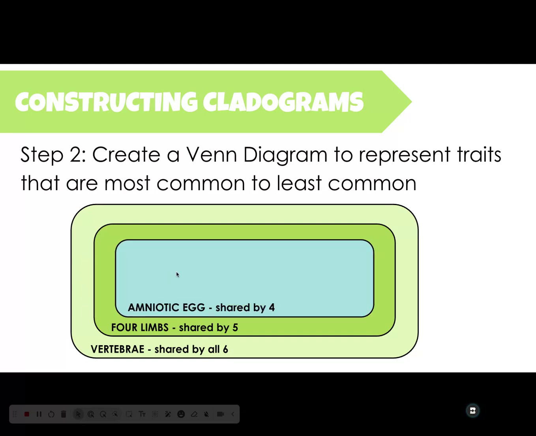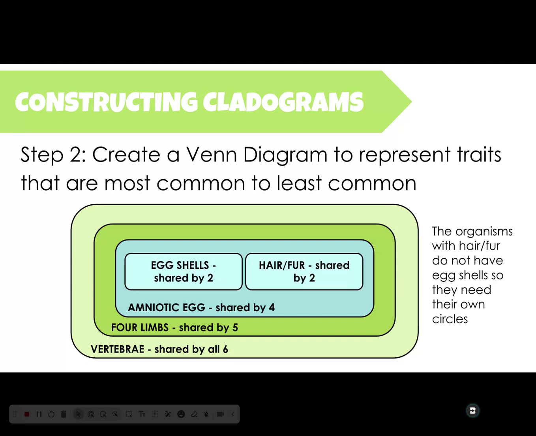And then inside of the 4-limb circle would be the next most common trait, which in this case was the amniotic egg. It was shared by 4 out of the 6. But then for the next 2 traits, they were equal. It wasn't like it went 3, then 2. So because of that, I have to put 2 separate circles inside of the amniotic egg. There's one for the eggshell trait and one for the hair fur trait. And the reason these are separate circles is if we actually think about the organisms that we're dealing with here, the ones that have hair and fur don't have eggs with eggshells. So they need 2 separate circles.